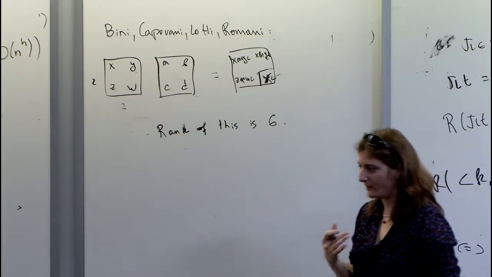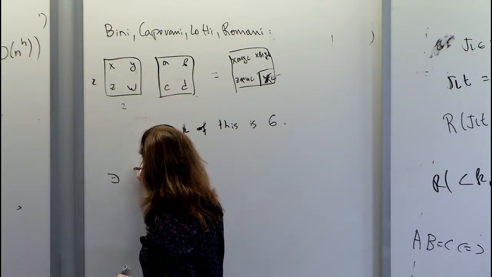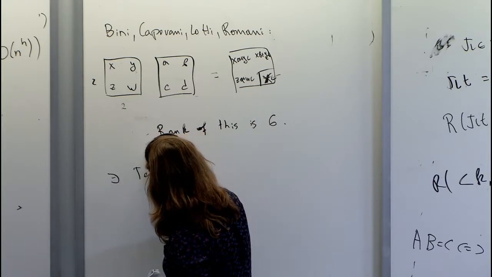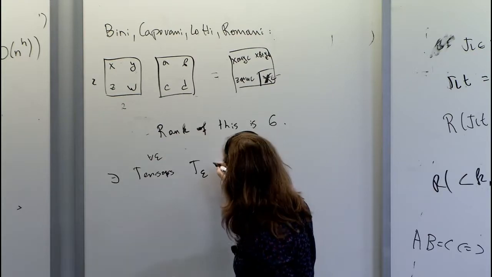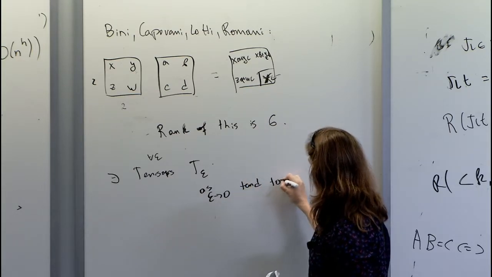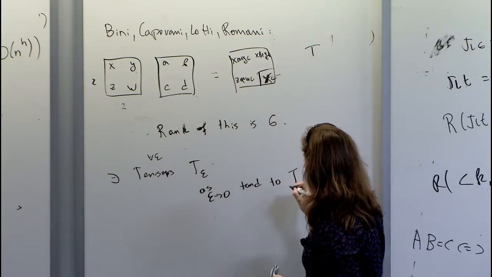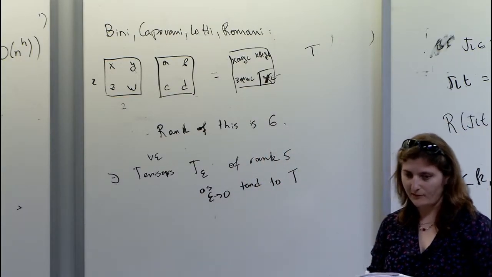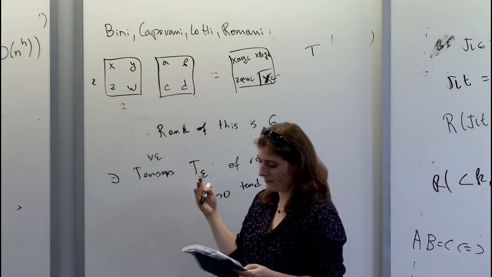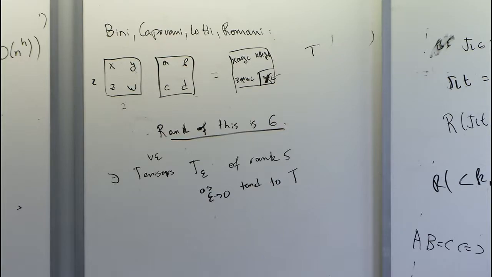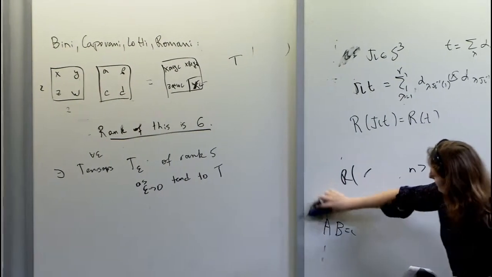But it turns out that there exist tensors, so we show that there exist some epsilon tensors, which I'll show in a second, such that as epsilon goes to 0, they tend to T, which is this tensor here, and have rank 5. So basically what's going on is that you have these tensors that approximate this thing, but they have smaller rank than we know as a lower bound. So let me give you an explicit example so you see this. And then I'll define border rank in a different way.